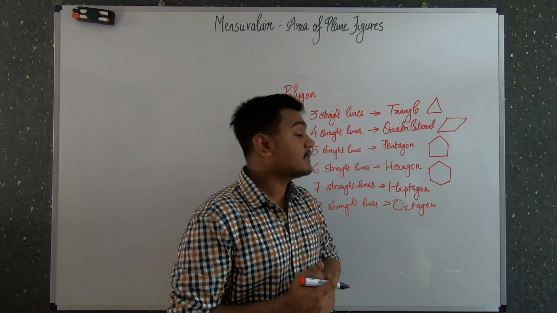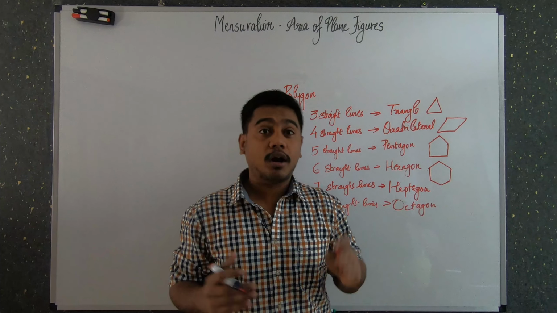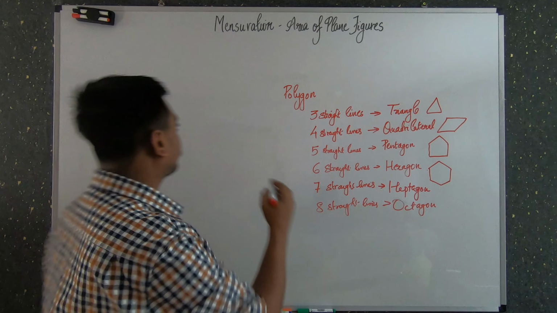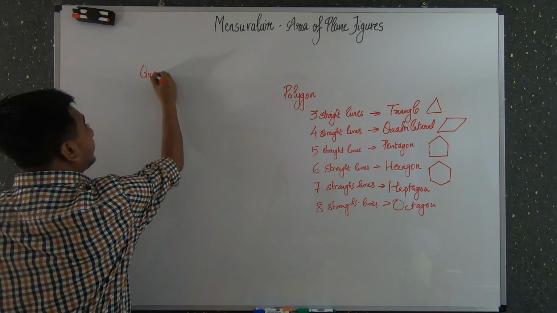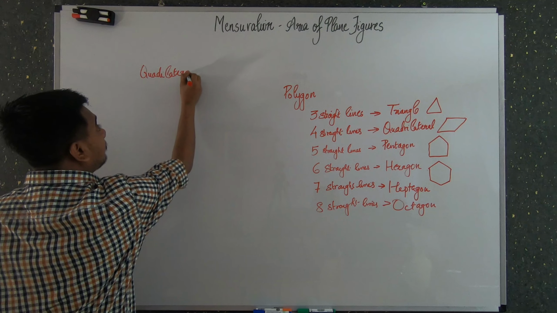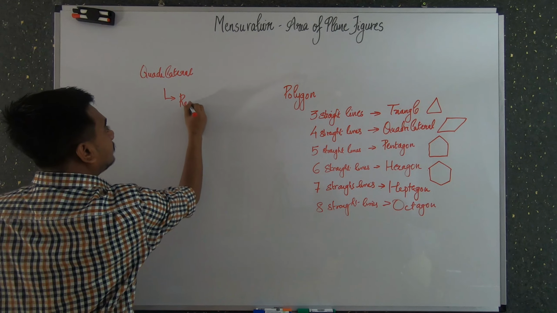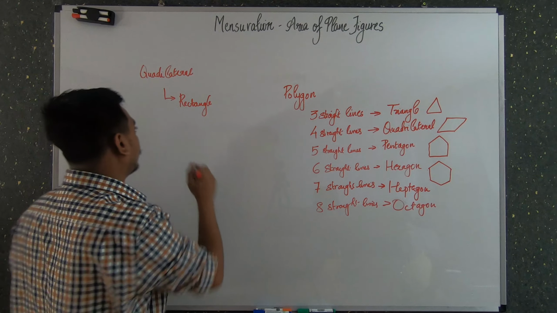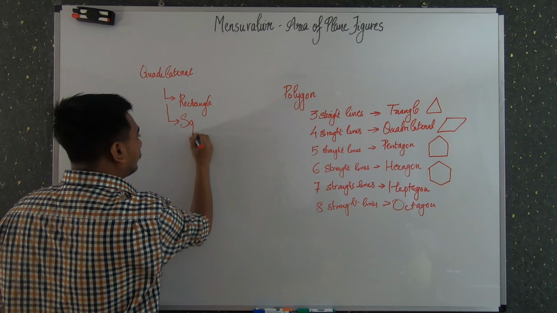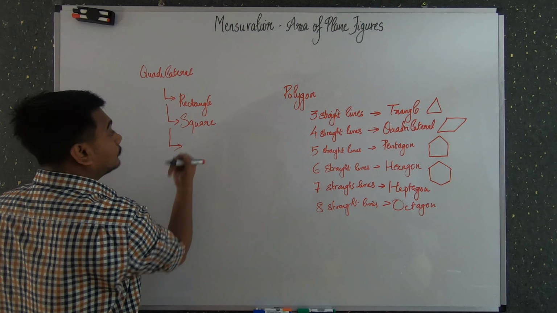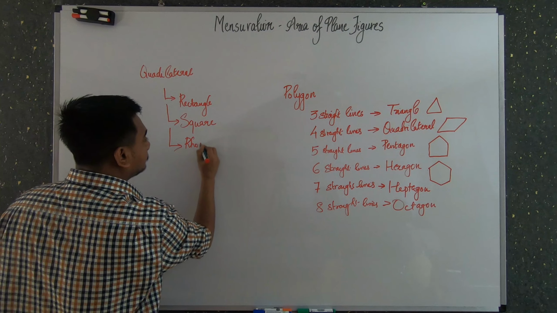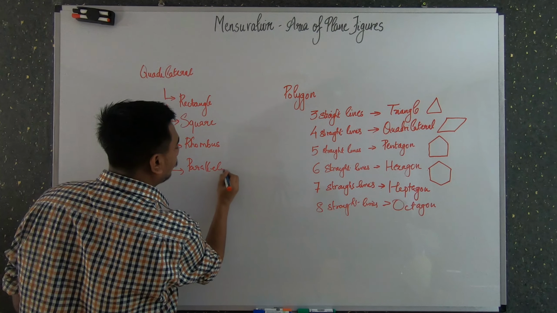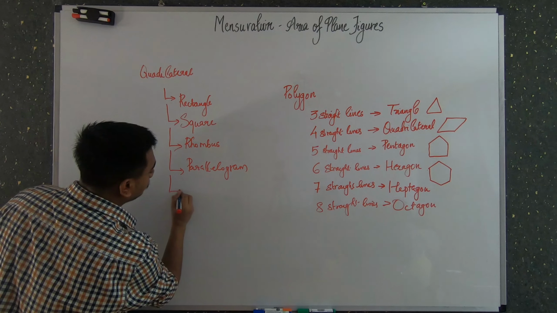Now we need to understand the section on quadrilaterals, because there are five different types of quadrilateral. Which are they? Quadrilateral is divided into five different types. One is the rectangle. In my next video we will study the properties of each of these types of quadrilateral. The next one is the square. Then the next one is the rhombus. Then the parallelogram. Then the trapezium.